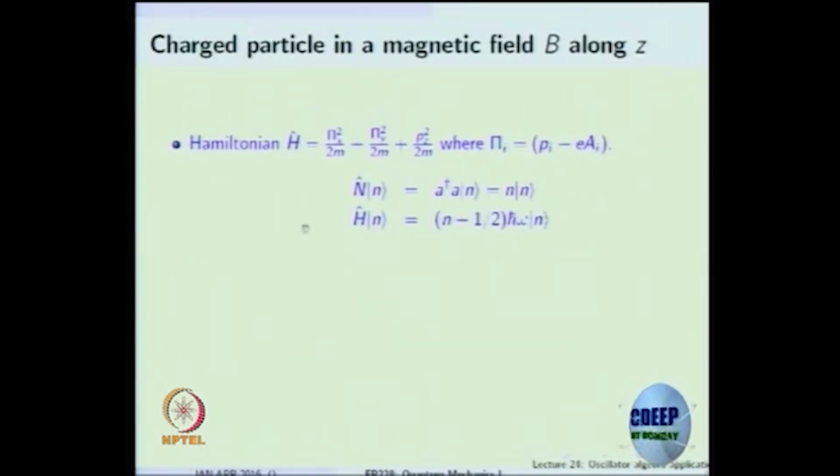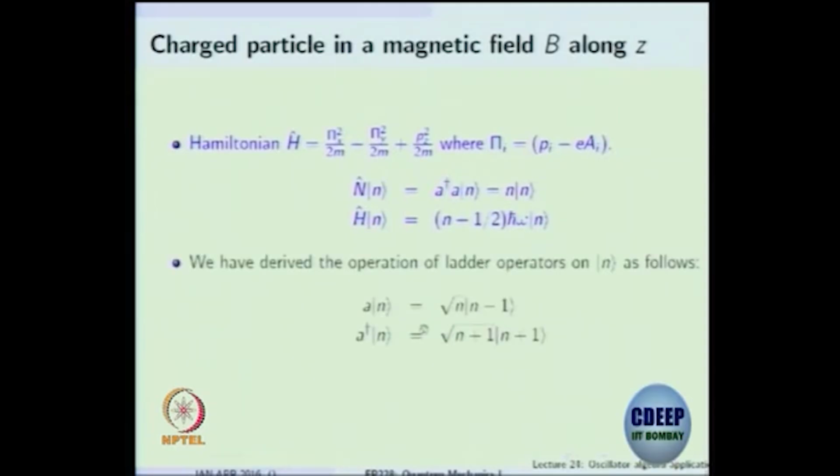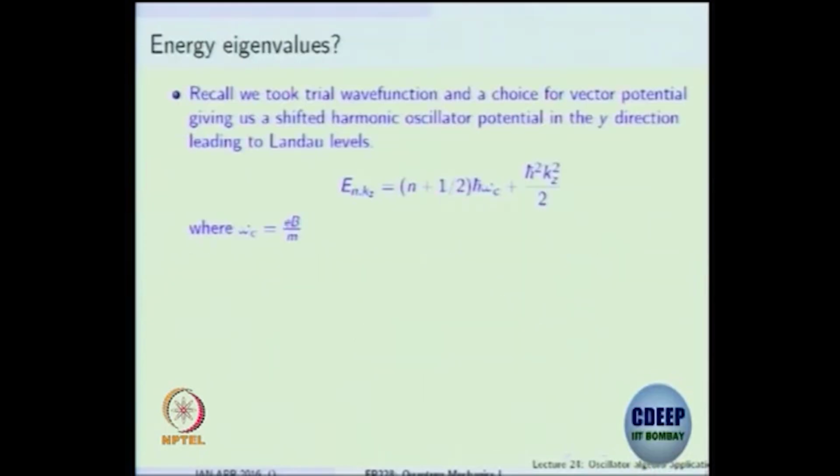So in this problem, this is for a general harmonic oscillator. What this omega corresponds to here, we will figure out. The ladder operators in any harmonic oscillator have this property, as I have already discussed for you. And in one of the earlier lectures, I explicitly went through a trial wave function and a choice of vector potential and derived the energy spectrum to have the frequency which we call the cyclotron frequency, and it's like a free particle along the z direction. So this is what we called Landau levels.